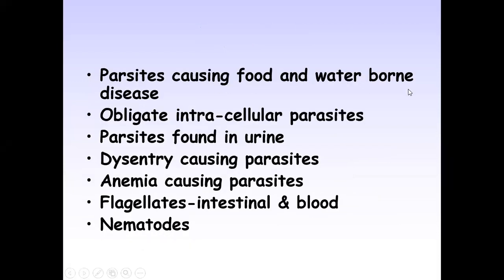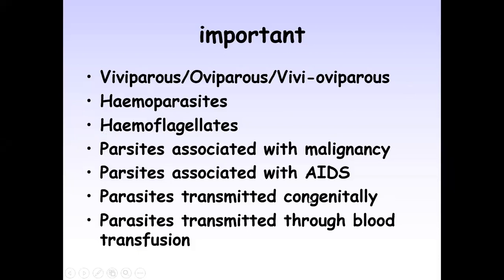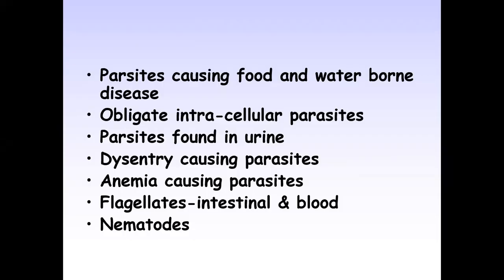You need to know parasites causing food and waterborne diseases, the intracellular parasites, and the parasites which are found in urine. Which is the parasite found in urine? Schistosoma hematobium. Shabash. So dysentery causing parasites, anemia causing parasites, these are the small questions which you need to make notes on. You don't need a long list. Just one liner, like parasites found in urine, Schistosoma hematobium. Anemia causing parasites, you can divide into iron deficiency anemia, microcytic anemia, and megaloblastic anemia, and write one or two parasites in front of each.